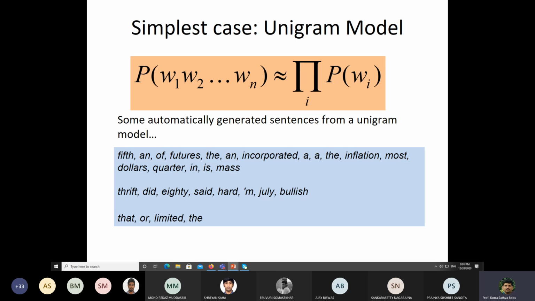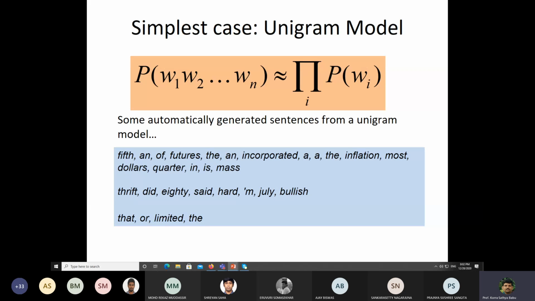So the simplest case is the unigram model. What is this unigram model? It means that what is the probability of the word occurring? It only bothers about the occurring of the word. It does not bother about occurring of any word with some other word combination. It is not at all.